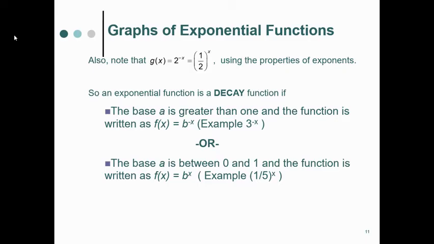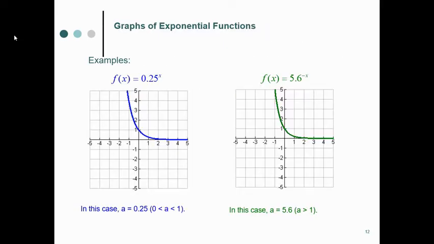So the exponential function is a decay function if you have a base greater than 1 and the function is written as that base to a negative exponent, or if the base is between 0 and 1, and that means it's a fraction to a positive exponent. Here are some examples of this. So one is a fraction and the other one would be 1 over 5.6.